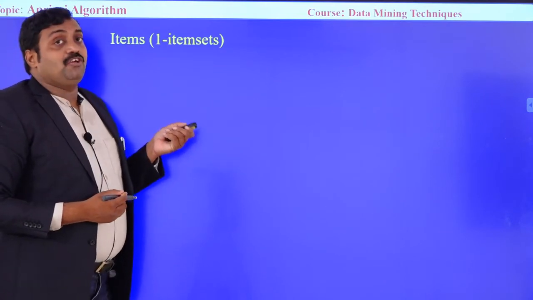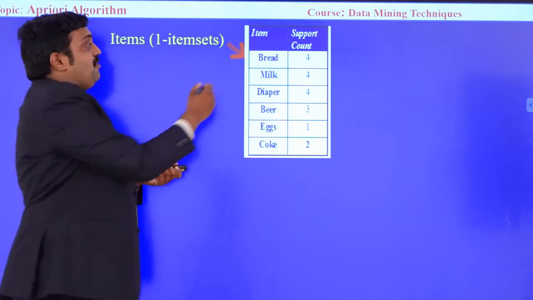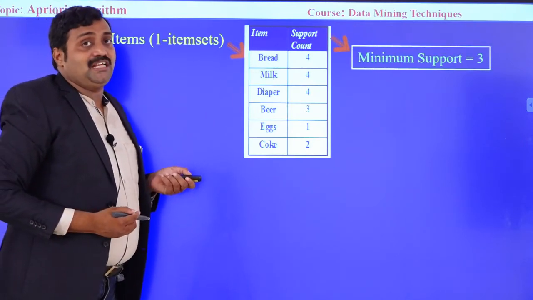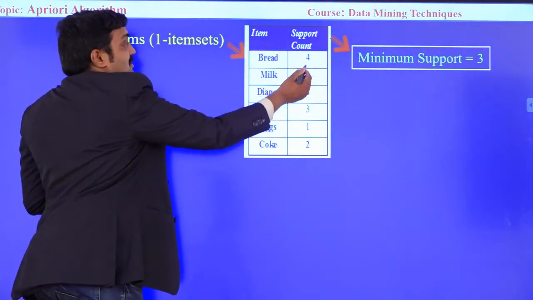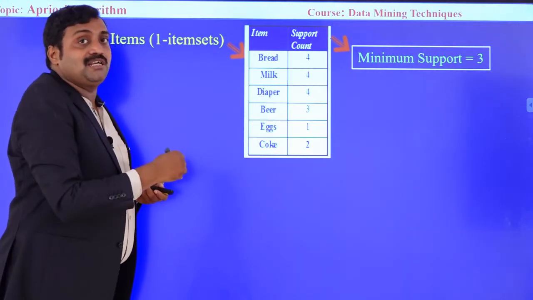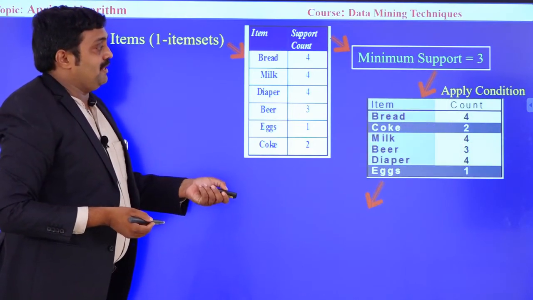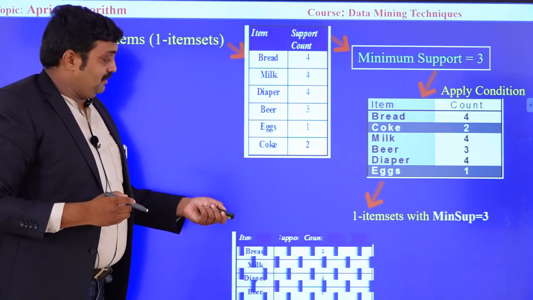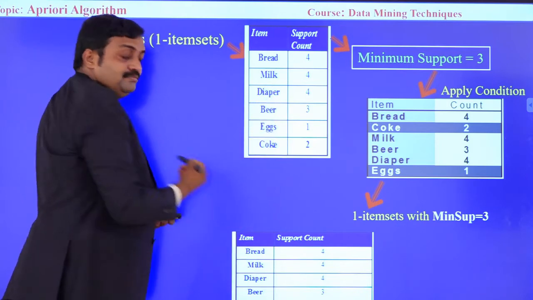So that is k equal to 1. When k equal to 1, we got this set, that means only one item. Then immediately I am going to apply the condition. What is the condition? Minimum support 3. Whenever the support count is equal to 3 or greater than 3, then only it is considered. Otherwise, eliminate. So based on that, eliminating the egg and coke. Then I got only 4 items: bread, milk, diaper, beer.